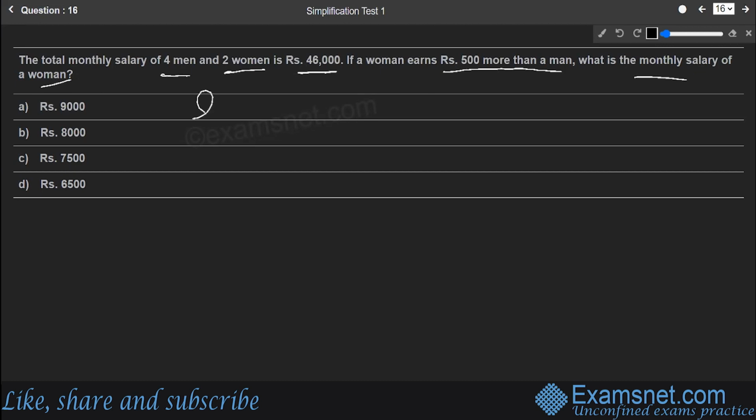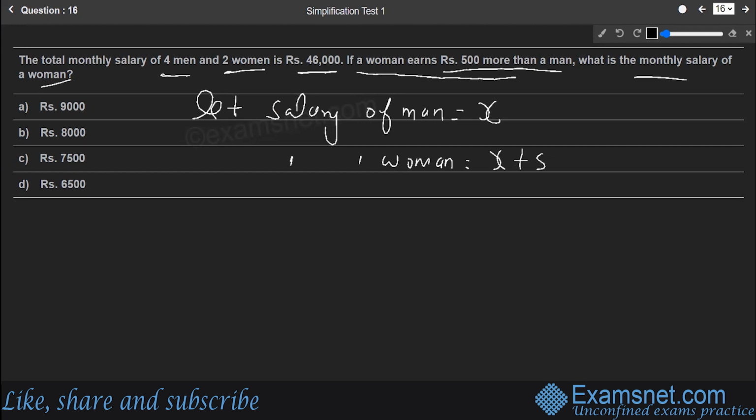So let us assume the salary of a man is X. In the statement, he says a woman earns 500 more than a man. So the salary of a woman will be how much? 500 more than X, that is X plus 500. This is the first condition that we get.